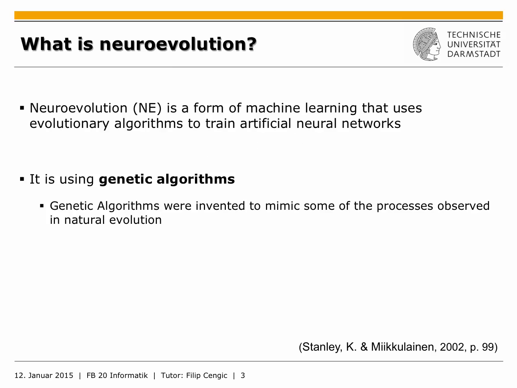Let us start this lecture with a small definition on neuroevolution. It is actually a form of machine learning that uses evolutionary algorithms to train artificial neural networks. Evolutionary algorithm means genetic algorithms. They were invented to mimic some of the processes observed in natural evolution.